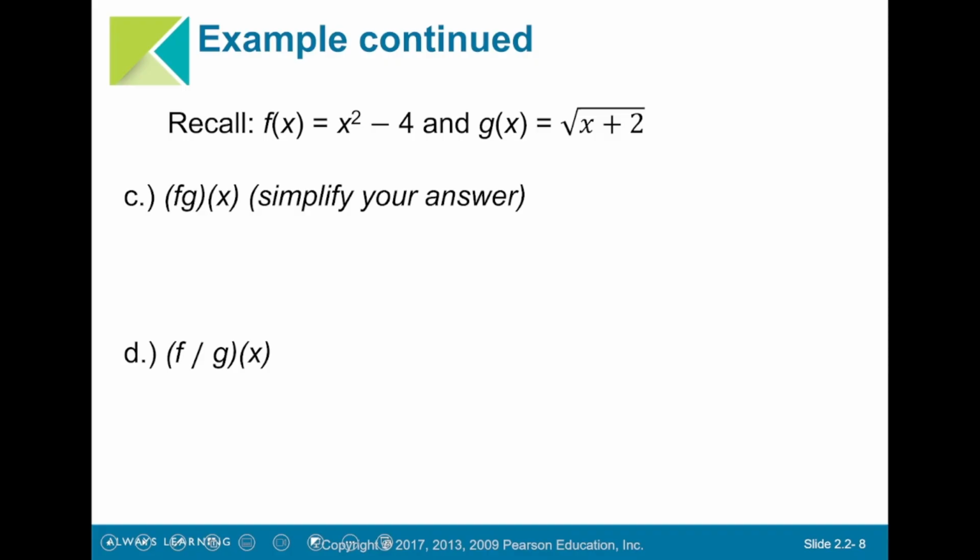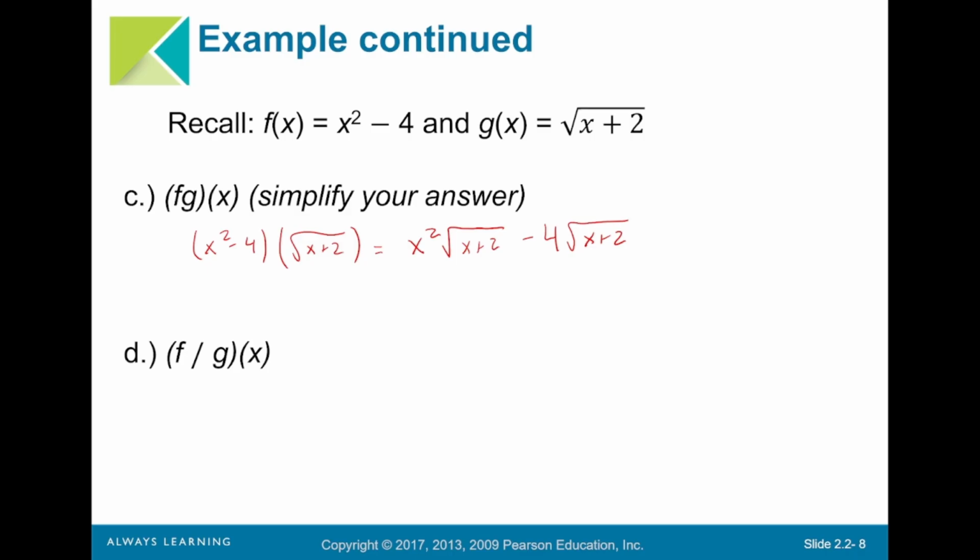Moving on to C, where we have f times g. And we want to make sure we simplify our answer. I'll show you what I consider the simplified answer here too. So if we have f times g, we're looking at x squared minus 4 times the square root of x plus 2. The only way that we can simplify this a little bit is to write it x squared square root of x plus 2 minus 4 square root of x plus 2, because the square root of x plus 2 can't be broken up, but it can be distributed to those two terms.